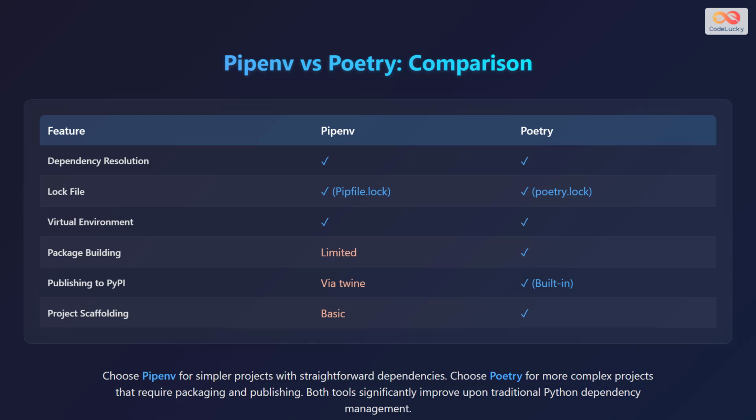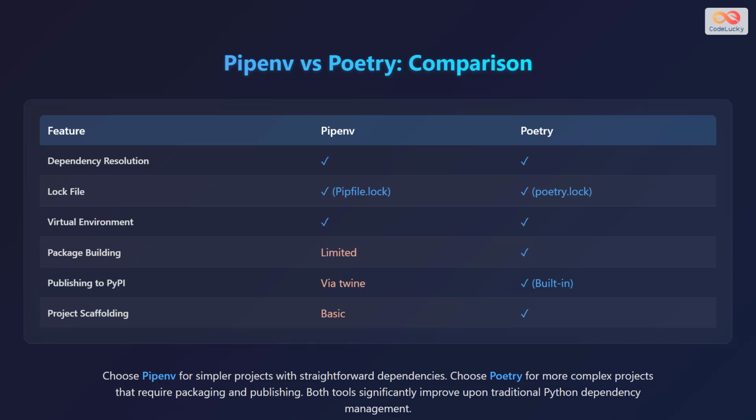Let's compare Pipenv and Poetry across several features. Both tools offer dependency resolution, lock files, and virtual environment management. However, Pipenv has limited package building capabilities, while Poetry offers full support. Pipenv uses Twine for publishing to PyPI, while Poetry has built-in support. Pipenv offers basic project scaffolding, but Poetry has more comprehensive features.